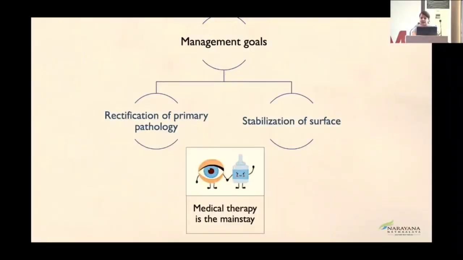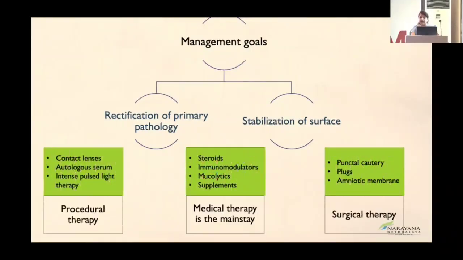So apart from medical therapy, which includes lubricants, there are other eye drops and systemic tablets that can be used. Rectify the primary pathology. That is, if there is a lid disease or the patient has an autoimmune disease, the systemic treatment should also be started, and then stabilize the surface. So what else can be used? Apart from lubricants, we can use steroids, immunomodulators, mucolytics, and supplements. We will be discussing all these in our future slides.